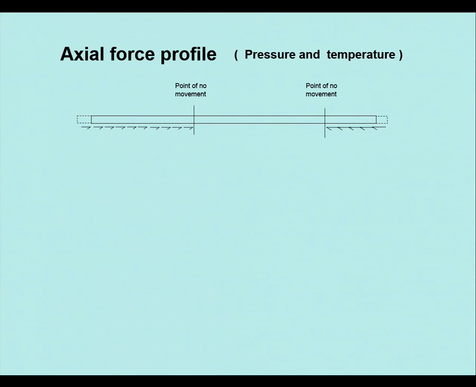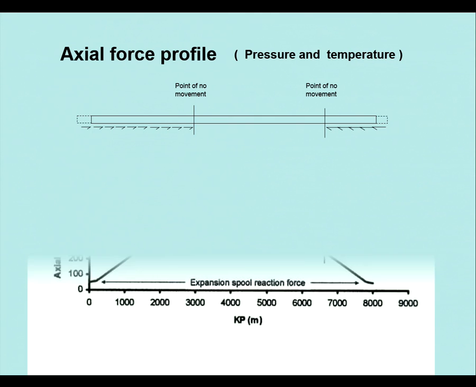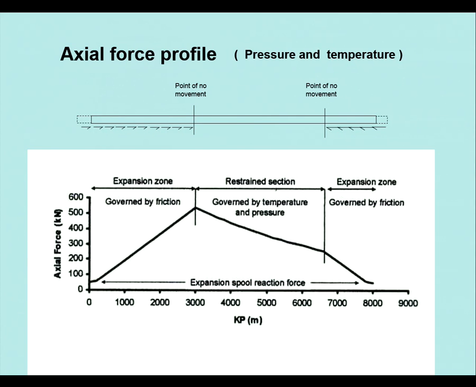And the same at the other end. So you get the actual force. These are expansion zones governed by friction, restraint section governed by temperature and pressure. So you can see that from the hot end it's a higher actual force than towards the outlet, because it's lost the temperature. If you put a lot of thermal insulation on it, this wants to go up, because you don't lose the temperature.